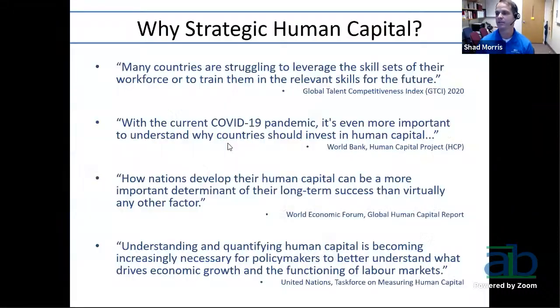Now, let me set you up for why we're interested in this strategic aspect of human capital. I'm of the belief that all good theory starts with a real world problem. The more I speak with managers and work with companies, the more I'm convinced that the thing global organizations struggle with the most is developing and managing their human capital or talent portfolio.